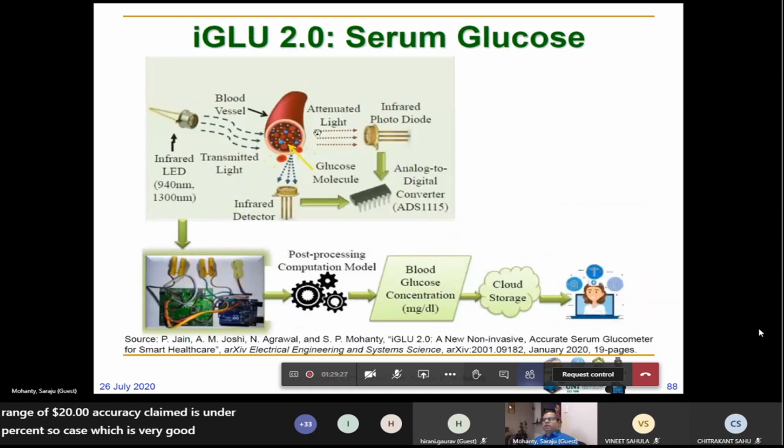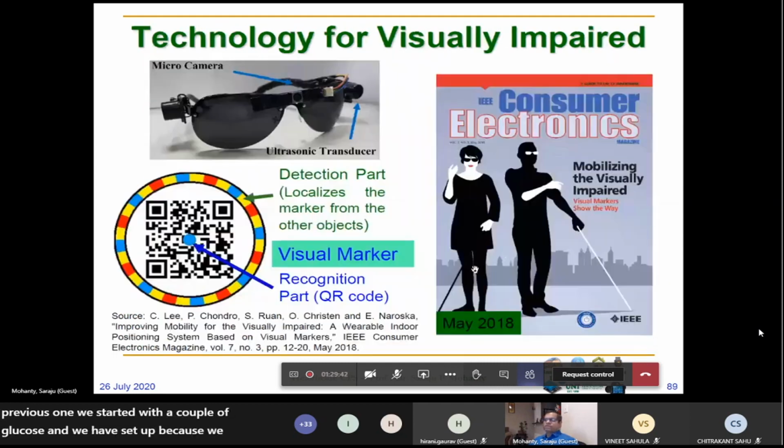And then another version of this is what we call iGlu 2.0, where we have further more accurate models developed. In the previous one we started with capillary glucose, and now we have serum glucose, which is a much more accurate device.